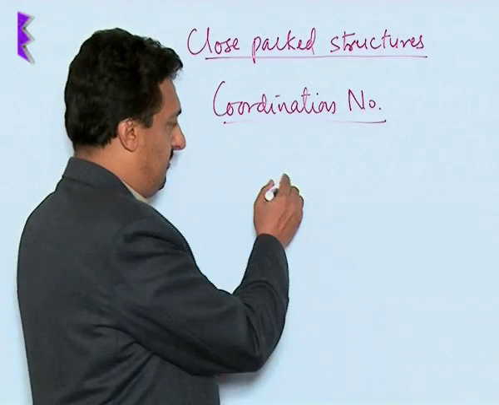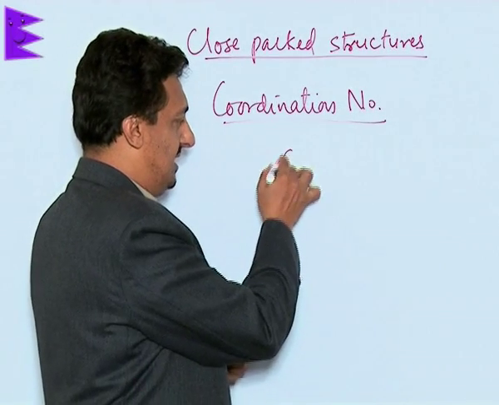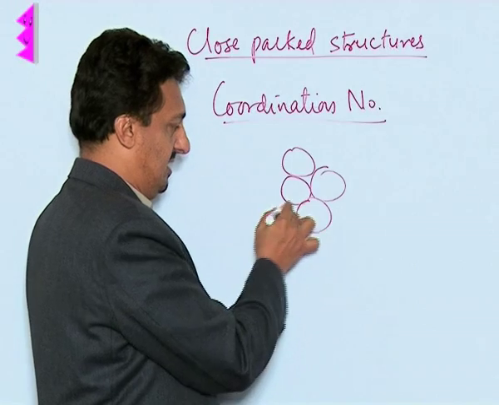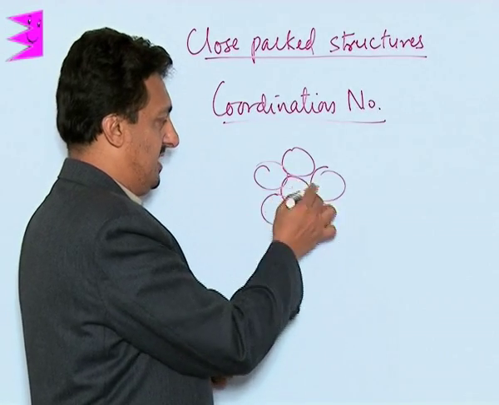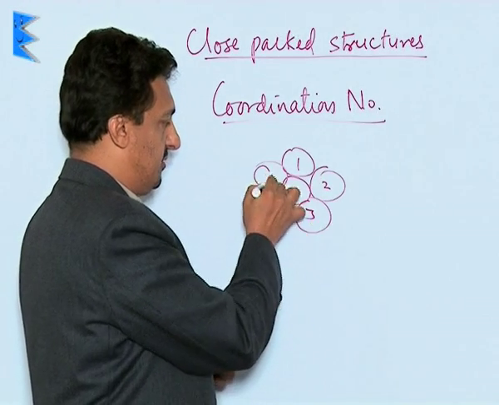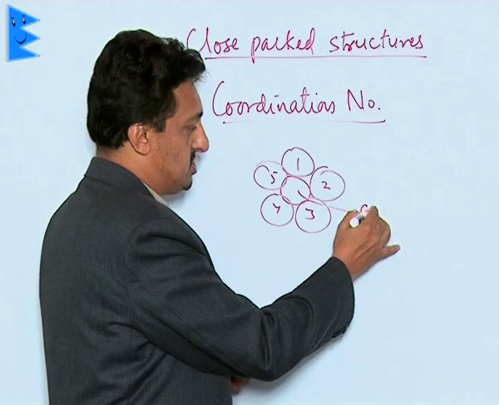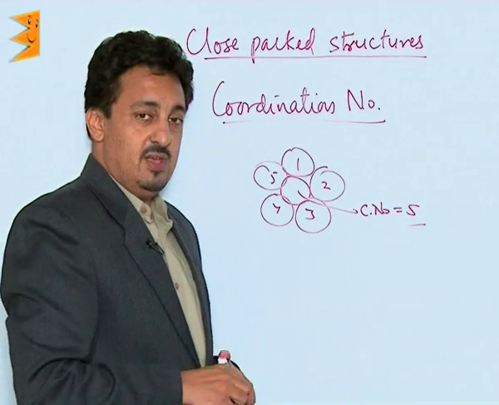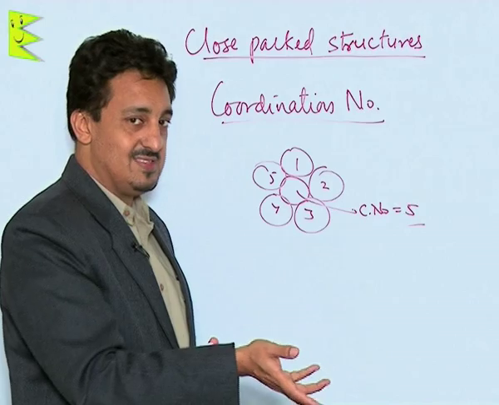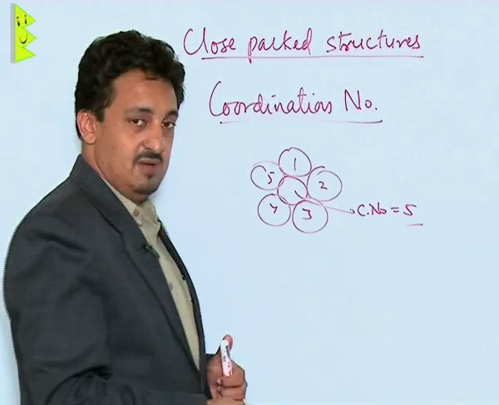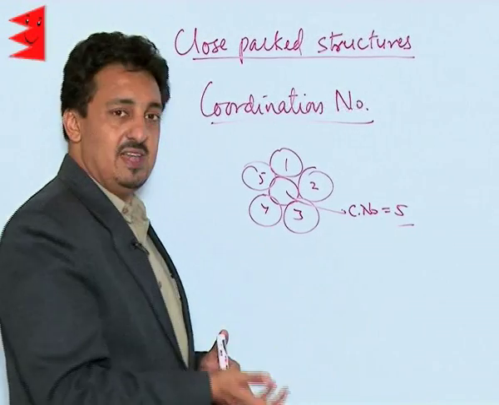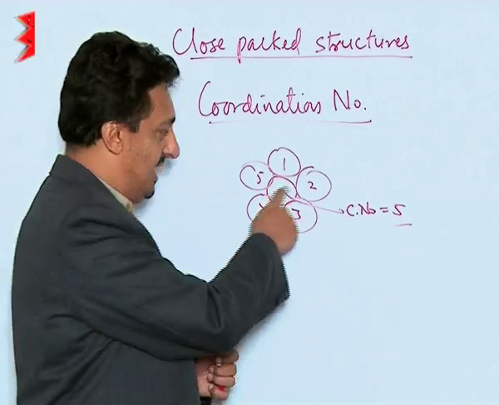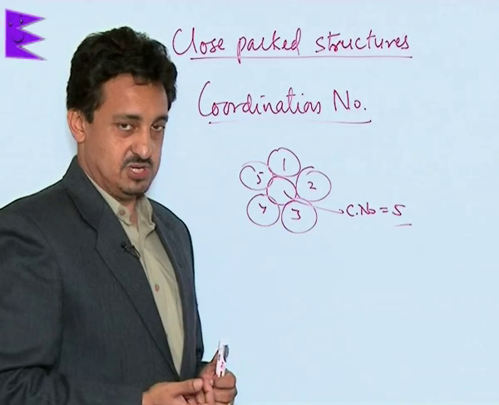So if we have a particle like this and it is in contact with almost like here 5 more particles, 1, 2, 3, 4, 5. So we will say the coordination number of this central particle is 5. So the number of nearest neighbors is called coordination number, or the number of particles with which a particular particle is in direct contact is called coordination number.